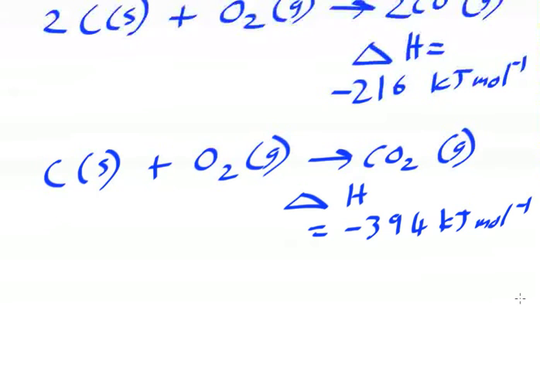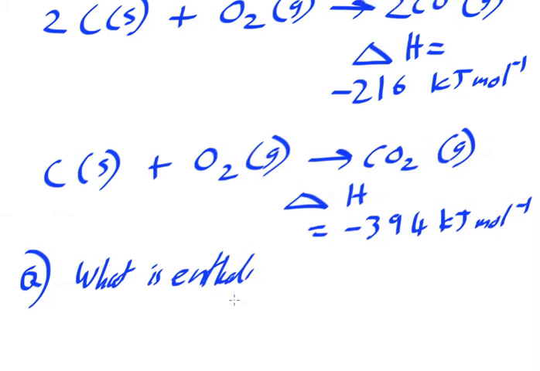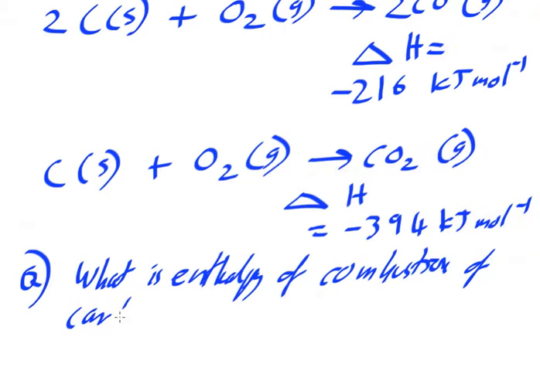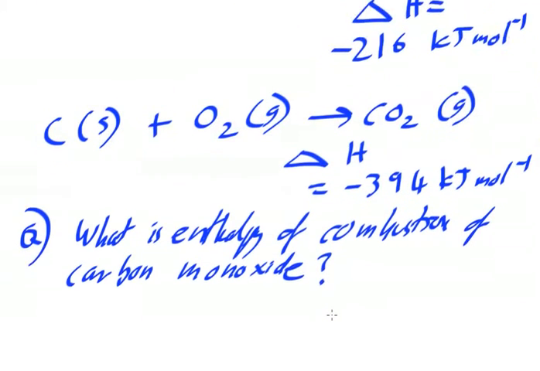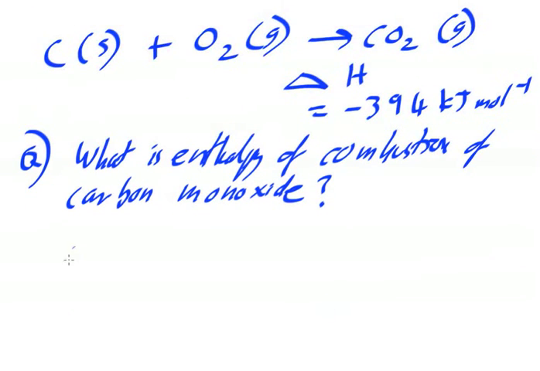But the question is, what is the enthalpy of combustion of carbon monoxide? And the enthalpy of combustion is the enthalpy that you get when 1 mole of a substance burns completely in oxygen. So the substance here is carbon monoxide.